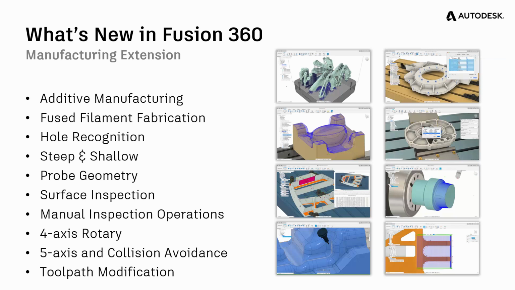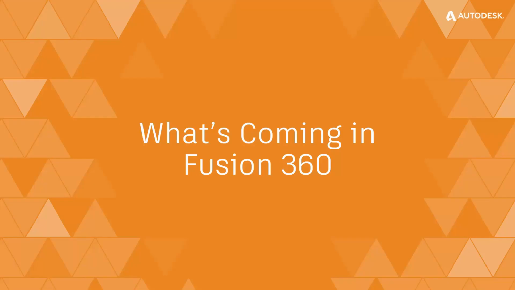We also included 4-axis rotary machining, strategies that originated from PowerMill and have now been plumbed into the Fusion 360 manufacturing extension, as well as other PowerMill based strategies such as 5-axis toolpath controls, automatic collision avoidance, and those powerful toolpath modification tools, so the ability to limit toolpaths to sketched polygons. And these are areas that continue to improve and evolve and will get better and better with future releases of Fusion 360.